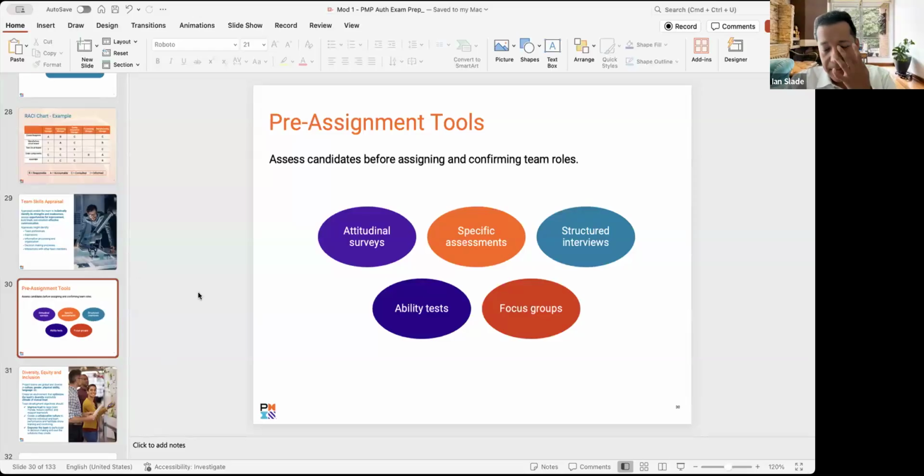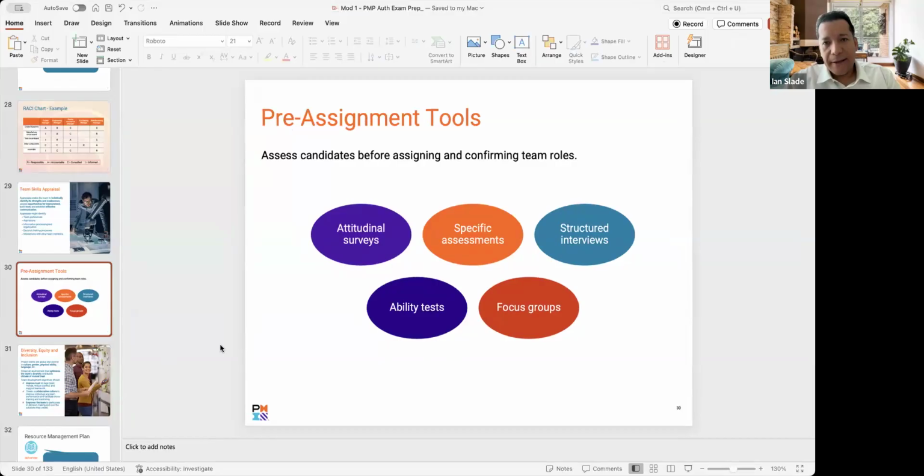So jumping back into resource management. Can you guys see my screen? Okay, yes. Awesome. So we talked earlier about tools that we can use to assign people, and these are some of the pre-assignment tools. Anything that you can give around assessments, around interviews, around ability tests.